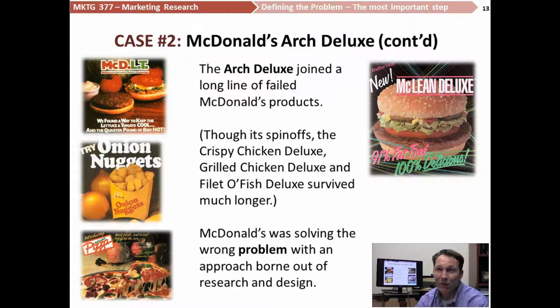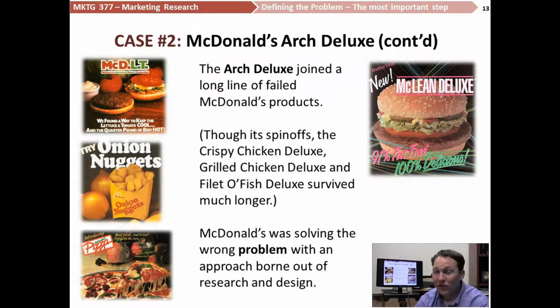And in fact, McDonald's got a lot smarter after the Arch Deluxe, because they started focusing on value. They started focusing on speed. They started focusing on using a small range of products to serve a lot of needs at a very low price point, and they continue to do that to this day.